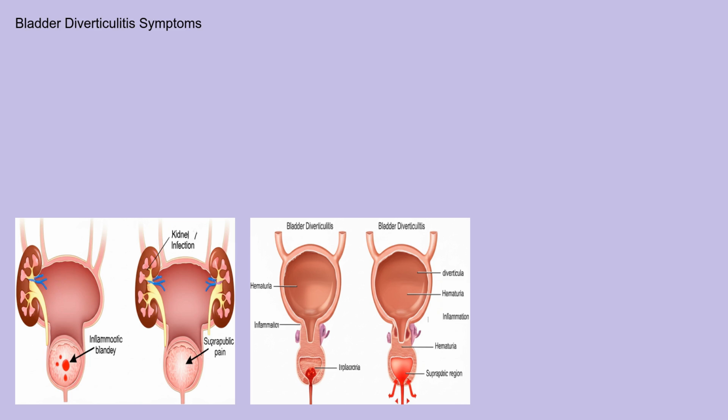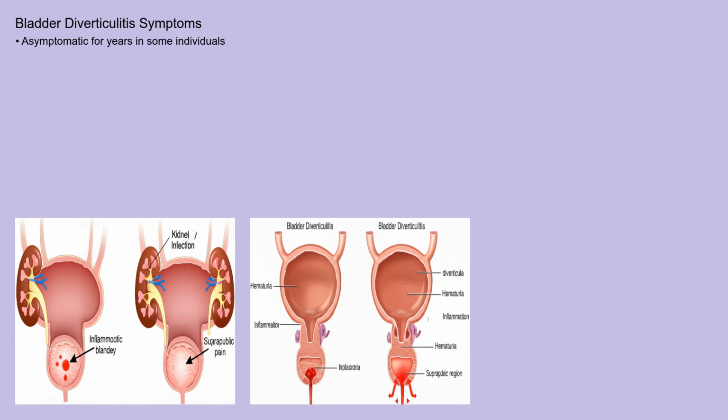The symptoms of bladder diverticulitis can vary. Some individuals may have diverticula for years without experiencing any noticeable issues. However, when infection and inflammation occur, symptoms typically emerge. These can include frequent urination, urgency, a sudden and compelling need to urinate, dysuria or painful urination, and nocturia, the need to wake up and urinate during the night.